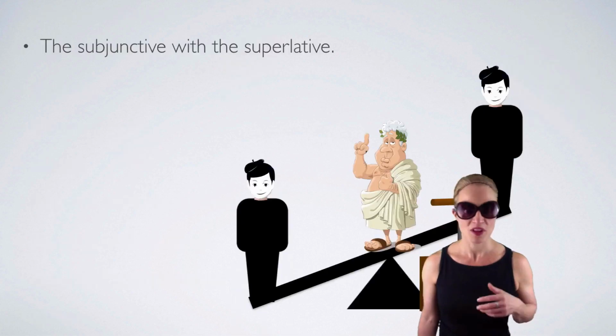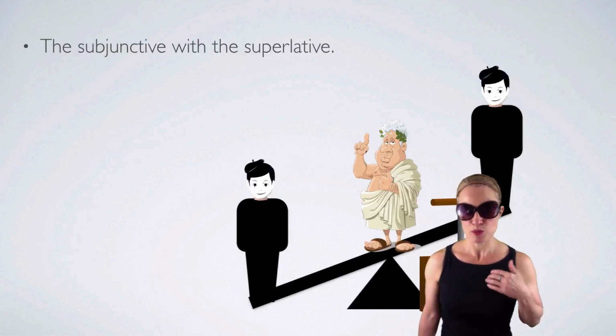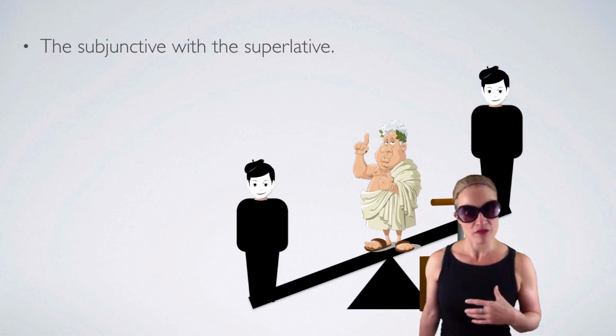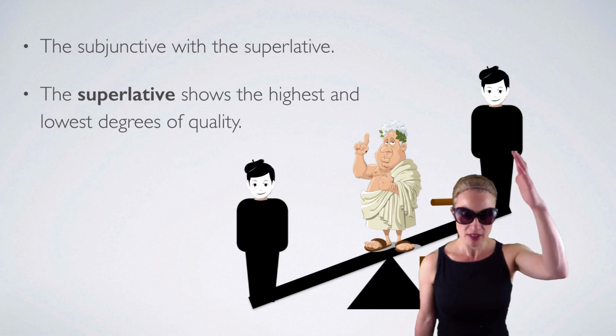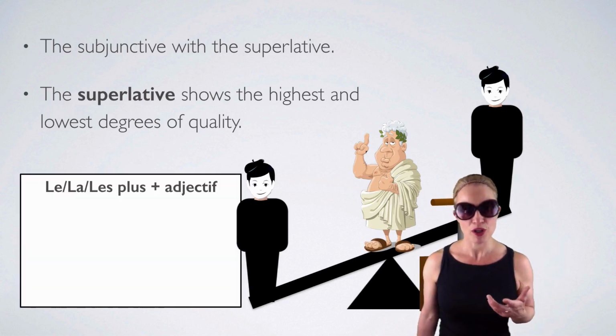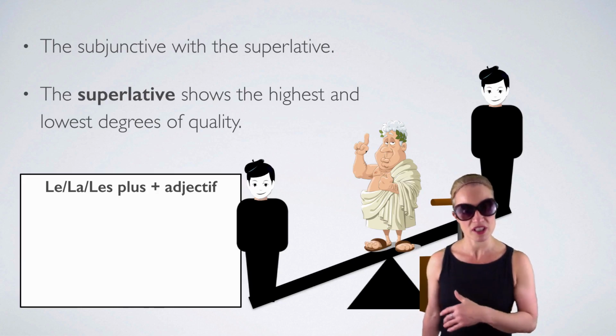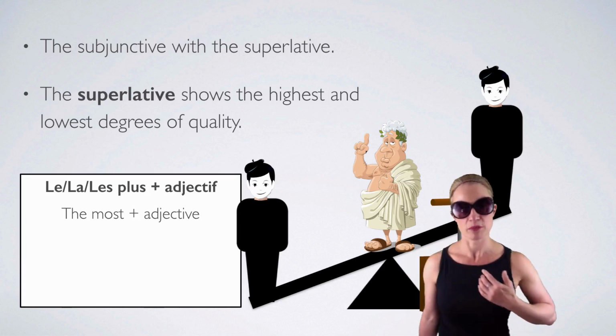Qui que. Then we can use the subjunctive with a superlative if we want to give an air of uncertainty. The superlative shows the highest and the lowest degrees of quality. In French, you form the superlative using le plus plus your adjective, la plus plus your adjective, les plus plus your adjective. In English, if it's a long adjective, we have to say the most expensive, for example.